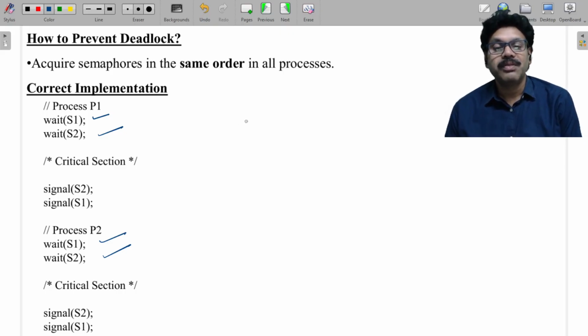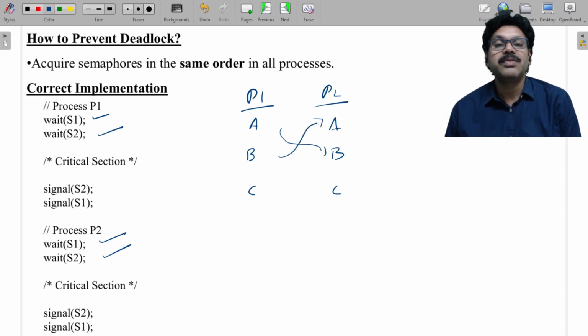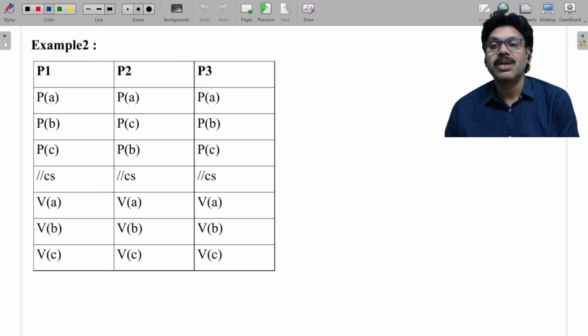That means if there is a semaphore A, semaphore B and semaphore C, which is used by P1, then P2 is also supposed to use semaphore A, semaphore B and semaphore C. You can't make a twist among them. This twist will give you the concept of a deadlock. Don't change the order of the semaphores. So this is another example.